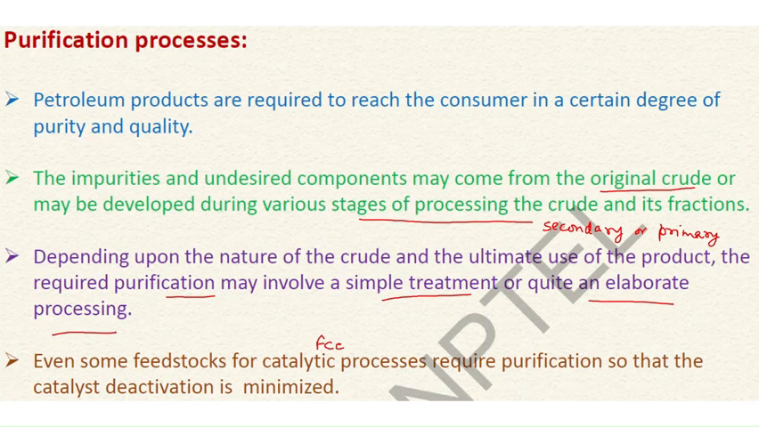The feedstock for the catalytic processes, the feed that we are feeding in the FCC unit, should be devoid of unwanted components or impurities. Why so? Because the catalytic process in the FCC consists of catalytic cracking. So a catalyst is involved. If there are impurities, then this catalyst may deactivate, and it may degrade the efficiency of the FCC unit.